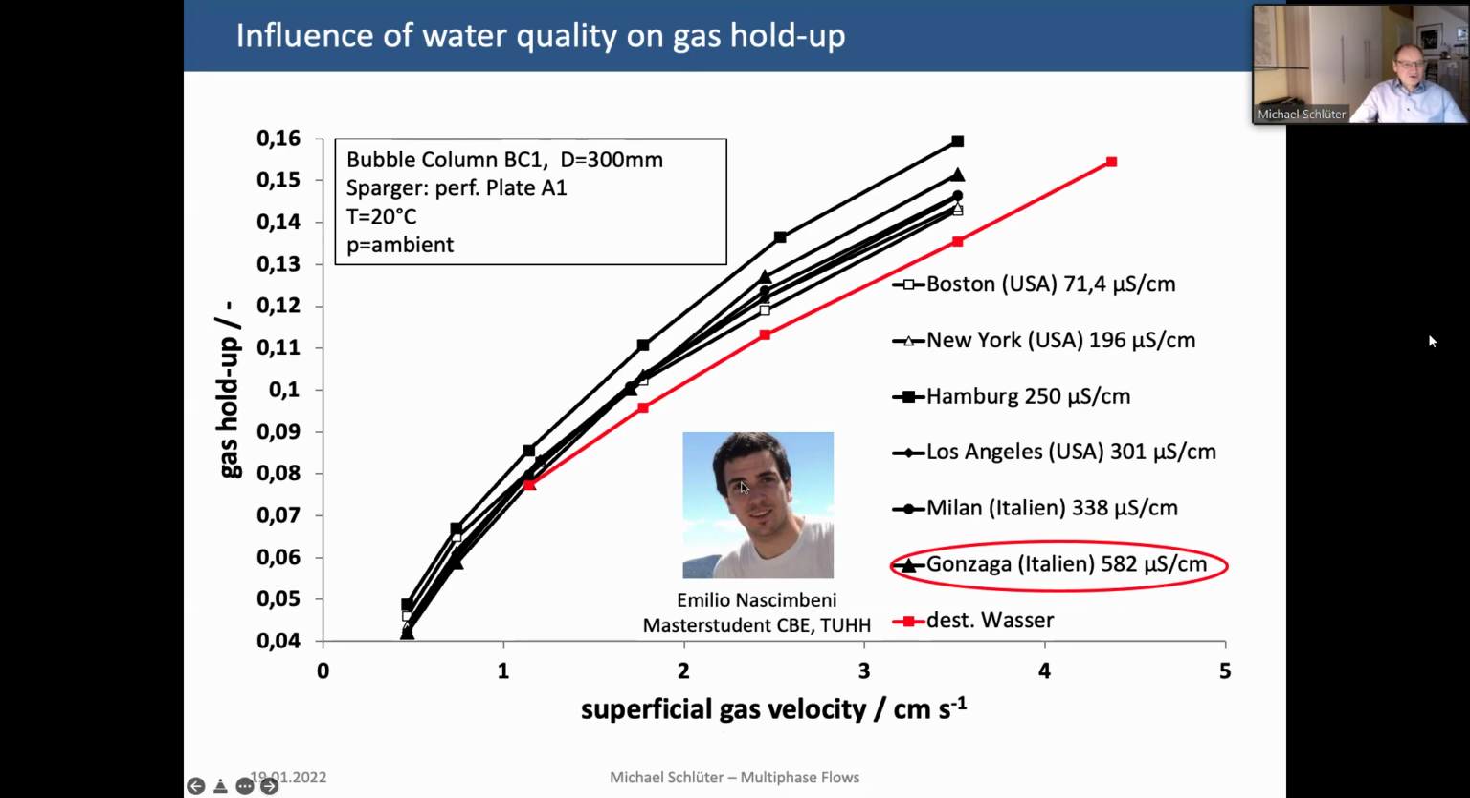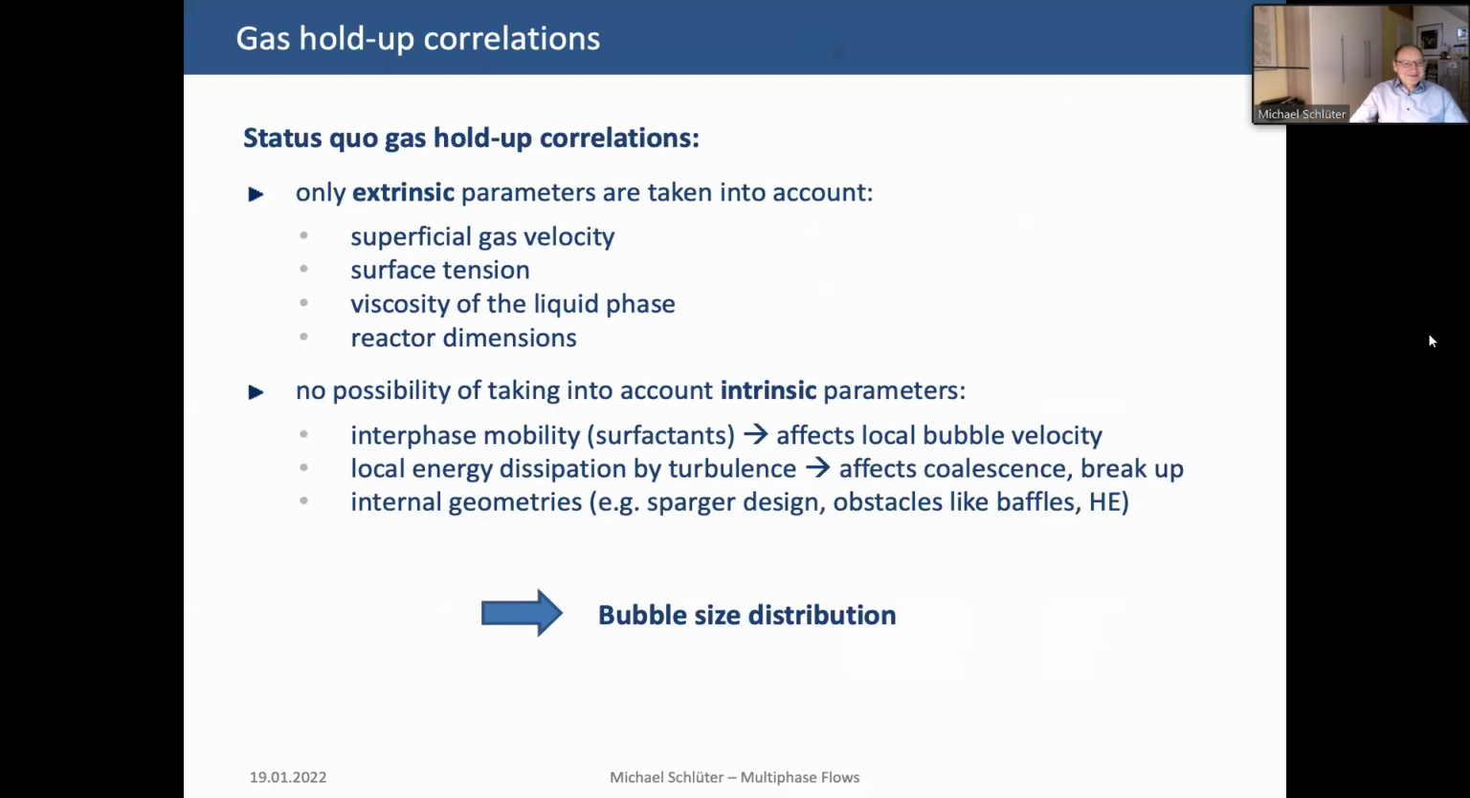So this was a nice work from Emilio, and I always like to show this very simple experiment, but I guess it's very impressive to see how sensitive the gas hold up for watery systems is. So what is the status quo with gas hold up correlations for these bubble columns now?